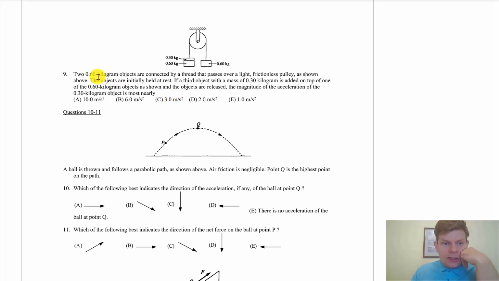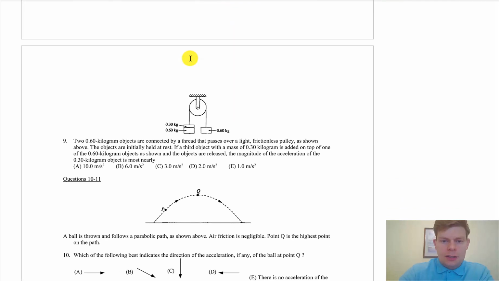Number 9, we got 2.6 kilogram objects connected by a thread that passes over a light frictionless pulley, and we got a third object that's 0.3 kilograms there. We want to know the magnitude of the acceleration of the 0.3 kilogram object. Now that's great and all, but it's basically attached to a system. So really we want to find the acceleration of the system, which isn't that hard. We just use our handy dandy big minus small equals MA. That hokey formula I came up with, it's still useful.